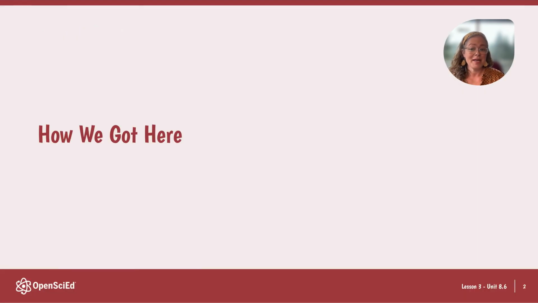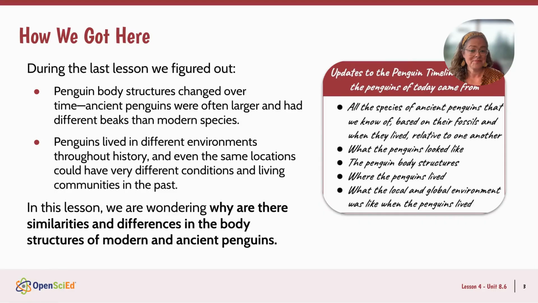Let's recap a bit about how we got to this lesson. During the last lesson, we figured out that penguin body structures changed over time. Ancient penguins were often larger and had different beaks than modern species. And we also figured out that penguins lived in different environments throughout history, and even the same locations could have had very different conditions and living communities in the past.